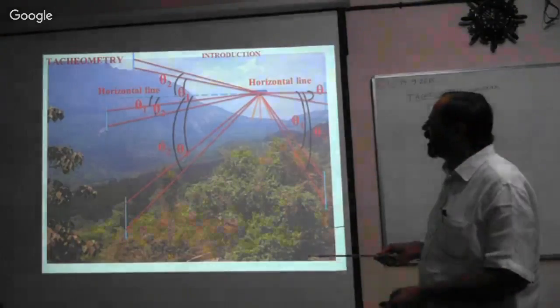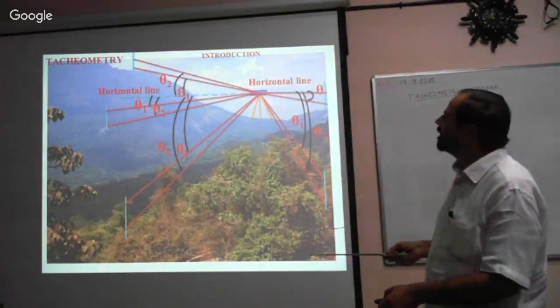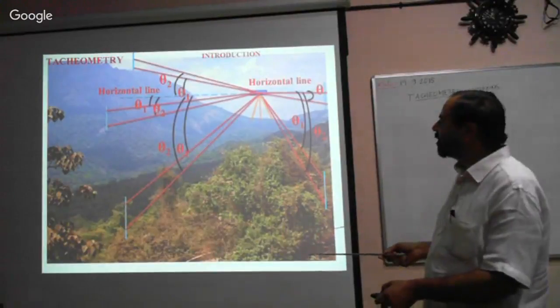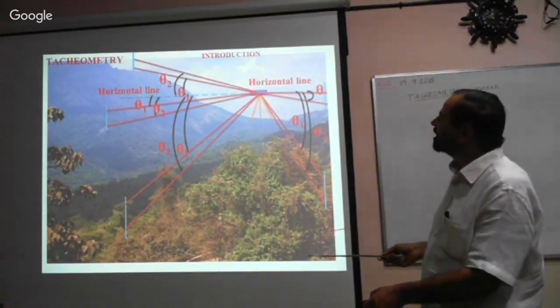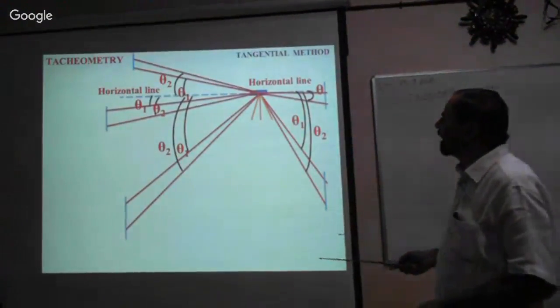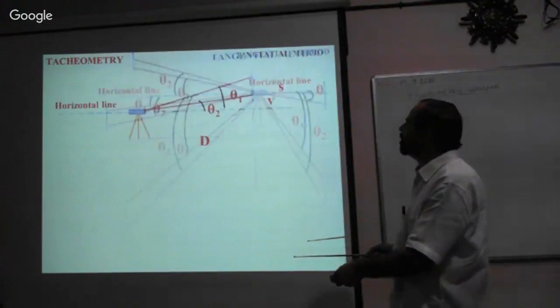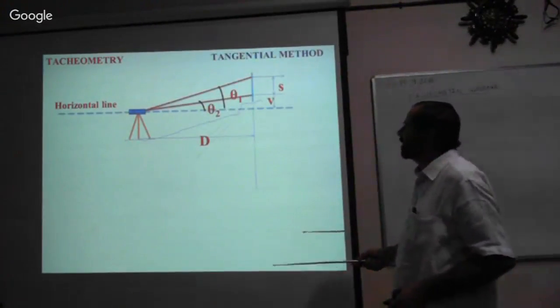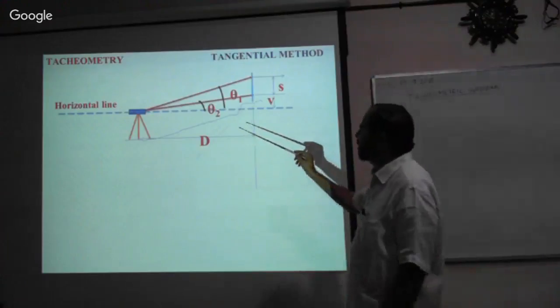And we have another method. It is another method of tacheometry. It is the tangential angle method, by measuring two vertical angles.